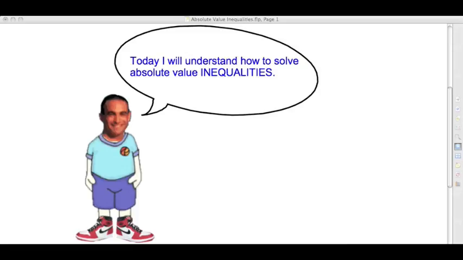Okay, so this is our last lesson on absolute value, and you can see a little Eckert there saying, "Today I will understand how to solve absolute value inequalities." Okay, we've solved absolute value equations, but this time we're solving absolute value inequalities.